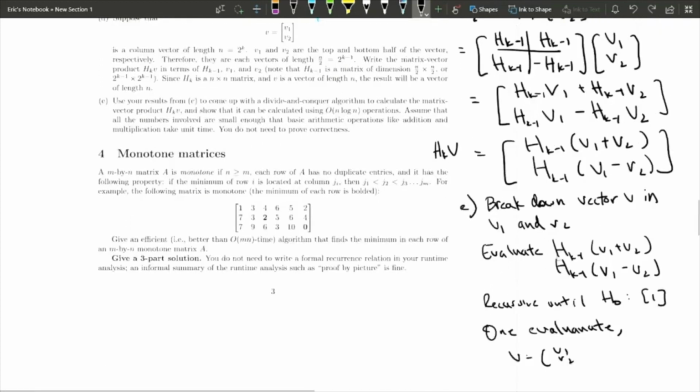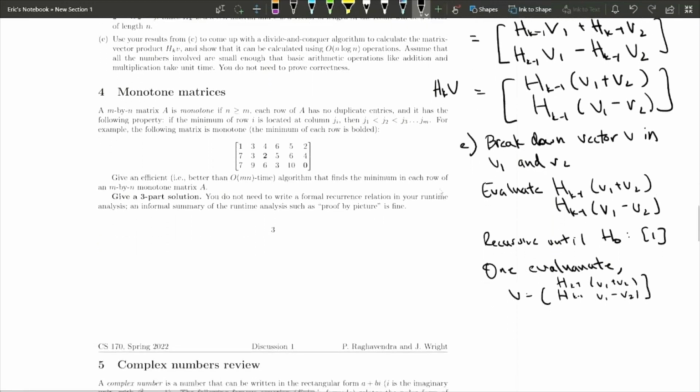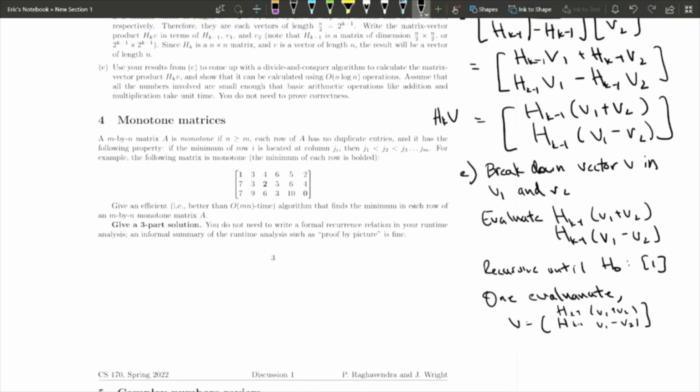Or sorry, not V1 over V2, but H of K minus 1 with V1 plus V2, and V1 minus V2. So basically we stack these vectors together until we form our solution. And that's the basis of our solution. Let's take a look at its runtime.